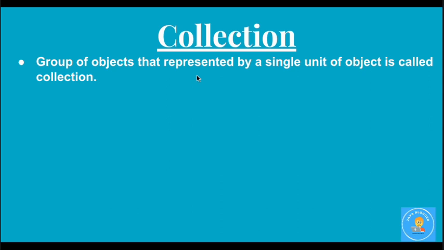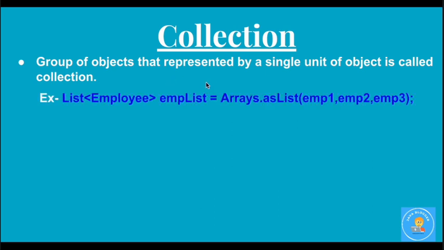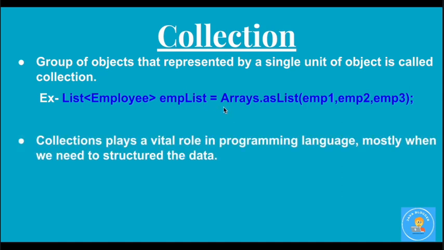So what is collection? A group of objects that is represented by a single unit of object is called a collection. Let's say a list of employees. Here employee 1, employee 2, employee 3 is a group of objects which is represented by a single list object as an employee list. Now collection plays a vital role in programming languages, mostly when we need to structure the data.